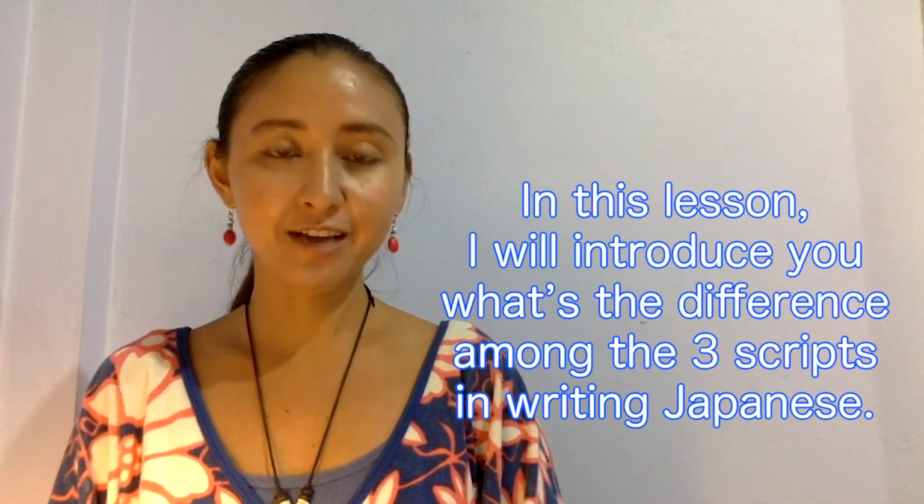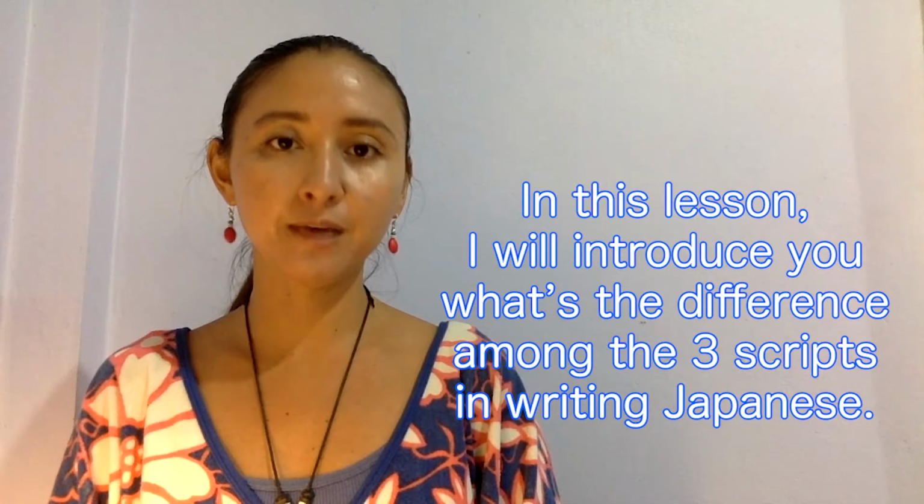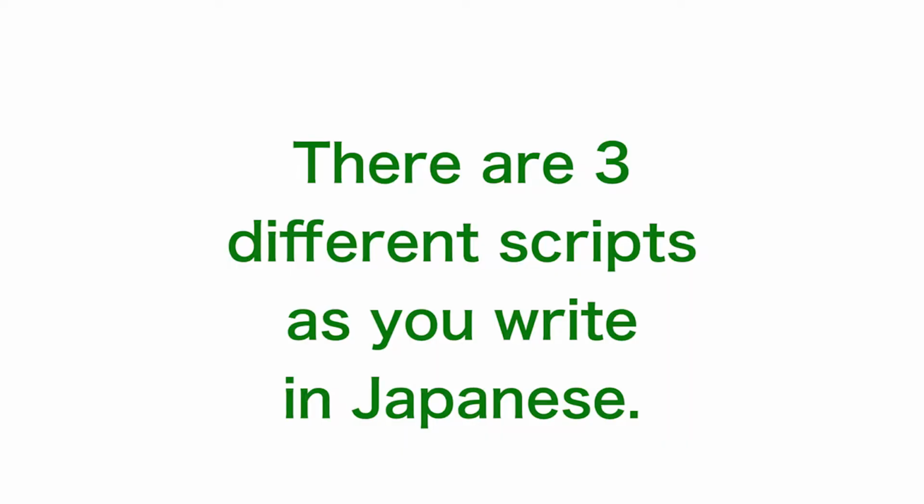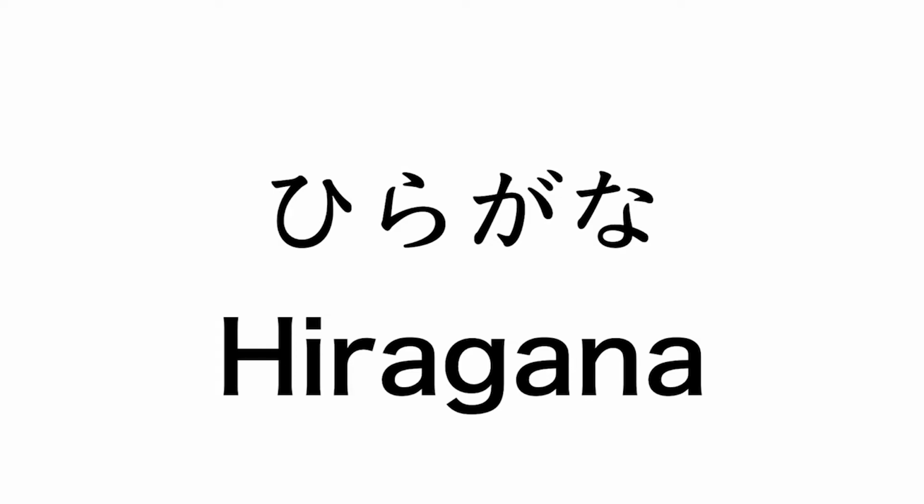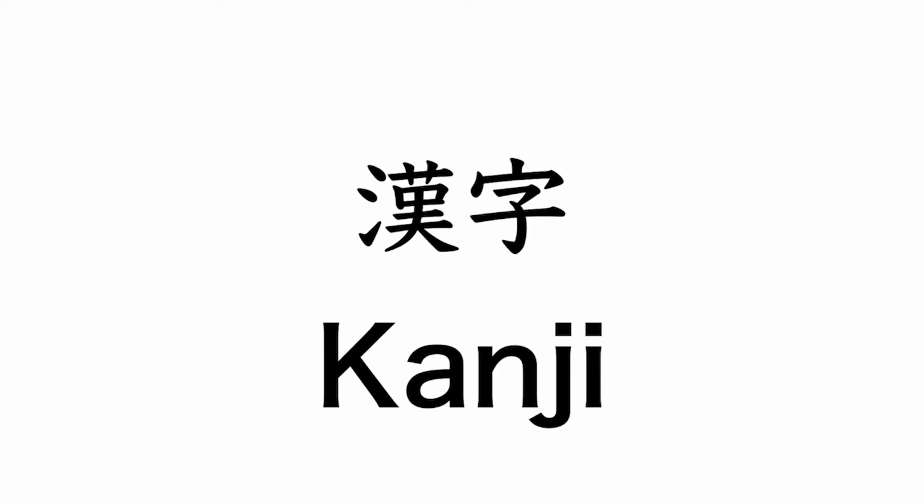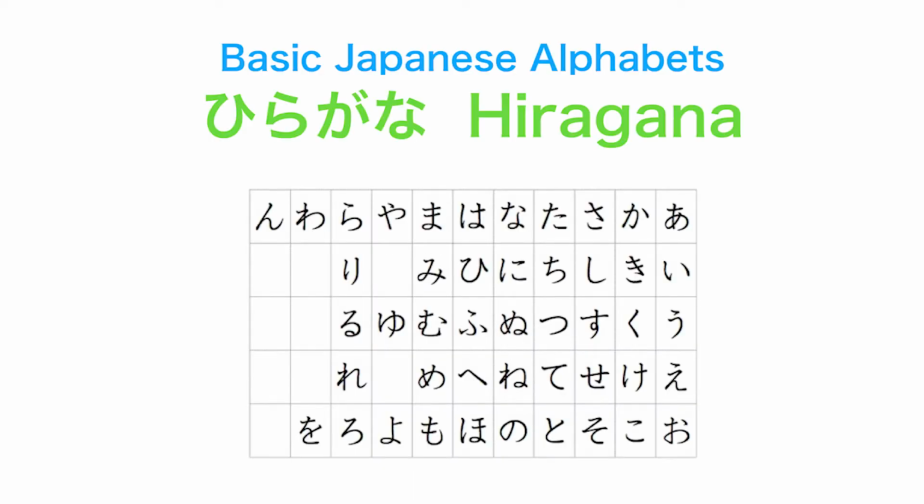In this lesson, I will introduce to you the difference among the 3 scripts in writing Japanese. As I mentioned, there are 3 different scripts as you write in Japanese. One is Hiragana, another one is Katakana, and then the last, Kanji. Hiragana is a basic Japanese alphabet. Each letter has a syllable sound.